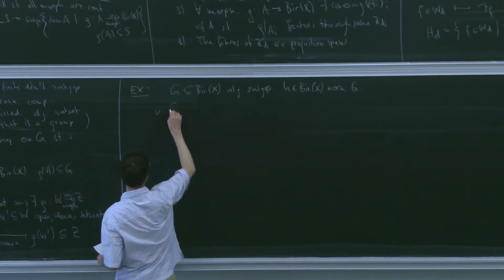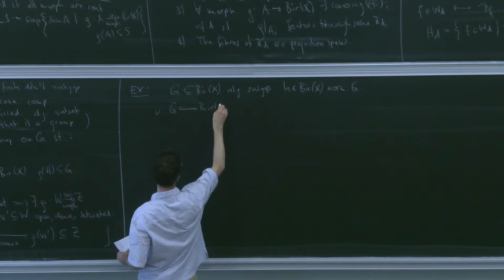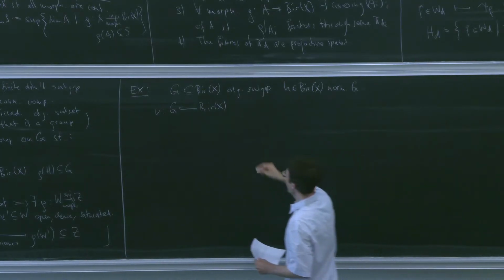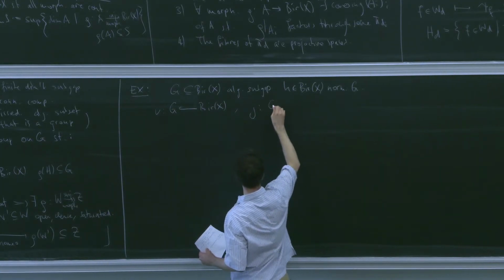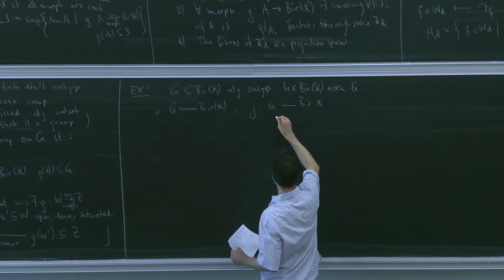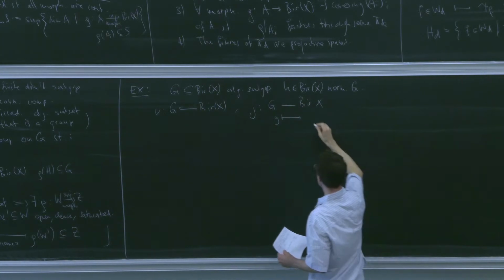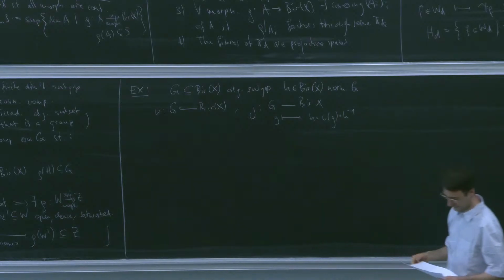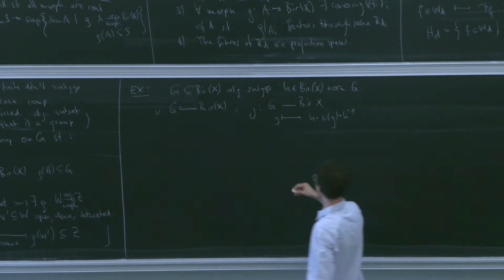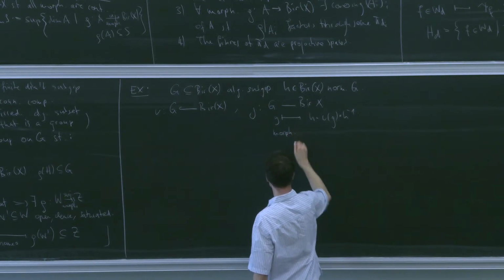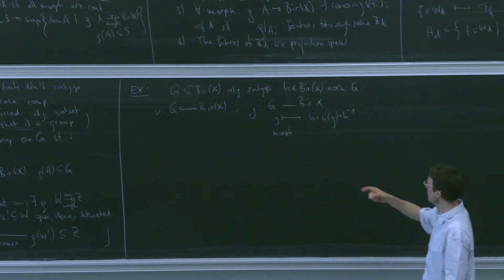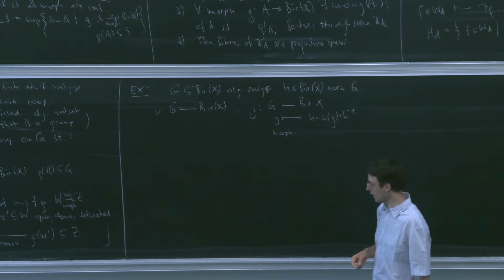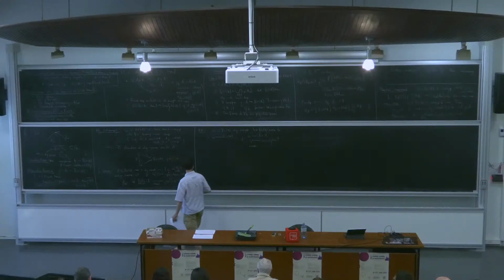Now I consider the embedding of G into Br(x). It's an algebraic group, so I have this embedding. And I look at J, which goes from G to Br(x), and I map my G to H composed with iota of G composed with H inverse. So this is of course again a morphism, and it's a homomorphism, and its image is by definition inside G. Okay, so I can apply the universal property here.